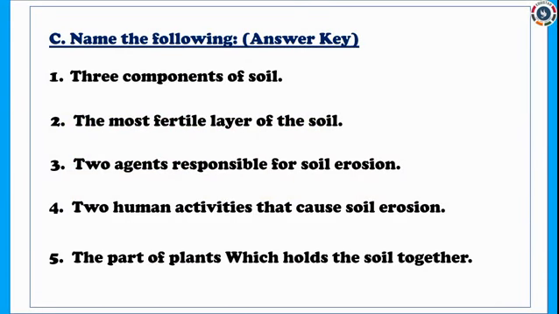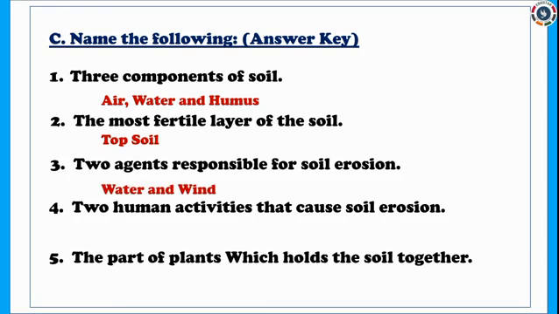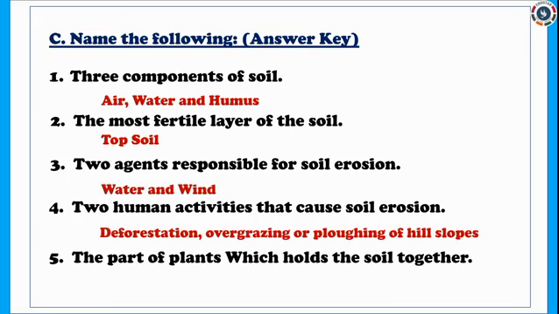Name the following. Answer key. 3 components of soil: air, water and humus. The most fertile layer of the soil: topsoil. 2 agents responsible for soil erosion: water and wind. 2 human activities that cause soil erosion: deforestation, overgrazing or ploughing of hill slopes. The part of the plant which holds the soil together: root.